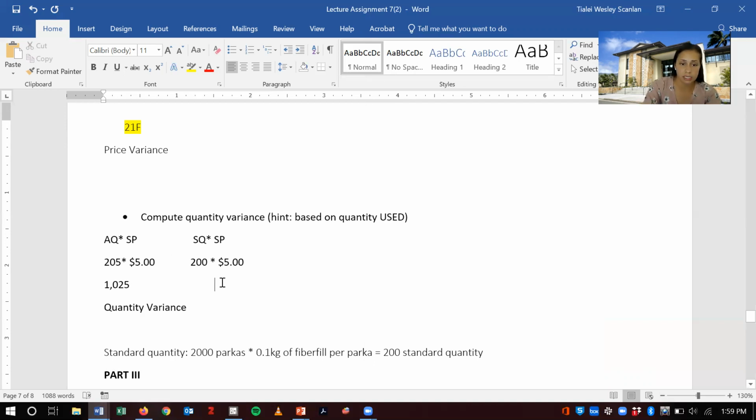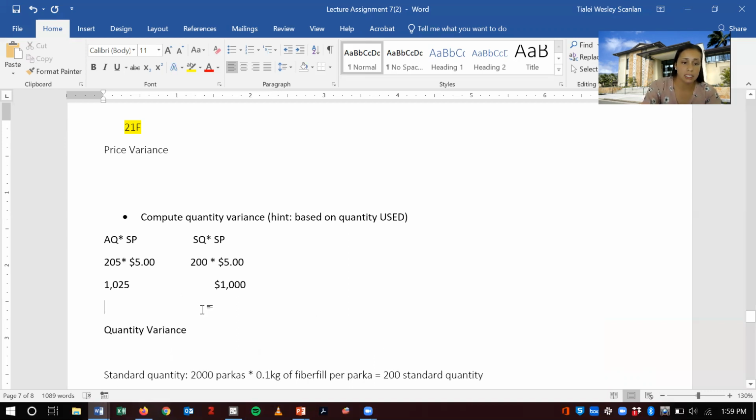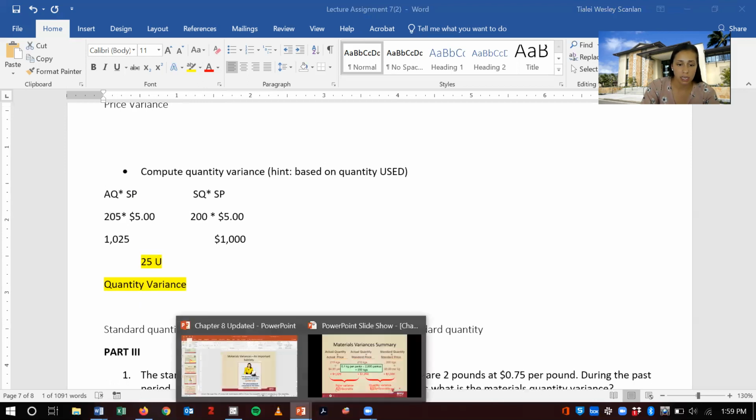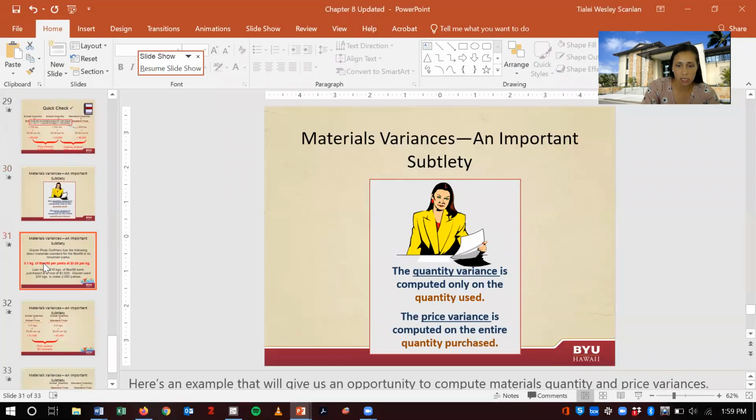Then our standard price multiplied by our standard quantity was 1,000 from previously. They should be using 200 kilograms of fiber fill, but they actually used 205 kilograms, so this is going to be unfavorable. When I subtract 1,025 minus 1,000, it's 25, an unfavorable quantity variance. So it's a little bit different: we're using 205 because that's what they used in production. I believe the slides will show you this as well.